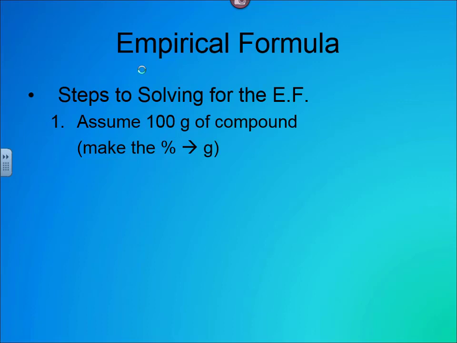So if you're given a percent composition, it's given as a percent. Because percents are always out of 100, we can make our math a lot easier by assuming that we have 100 grams of the compound to start with. What that allows us to do is then take that percent number and simply swap the percent sign for grams. If we assume that we had 100 grams of the compound to begin with, then whatever percent number we have, we can just change that percent sign to grams.